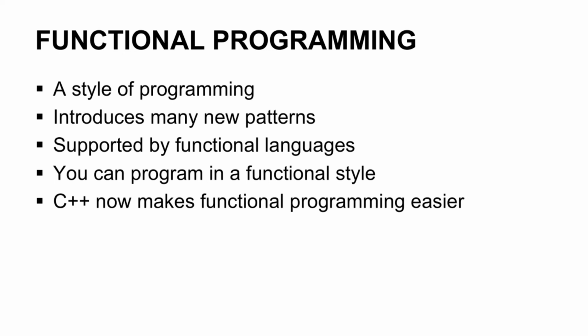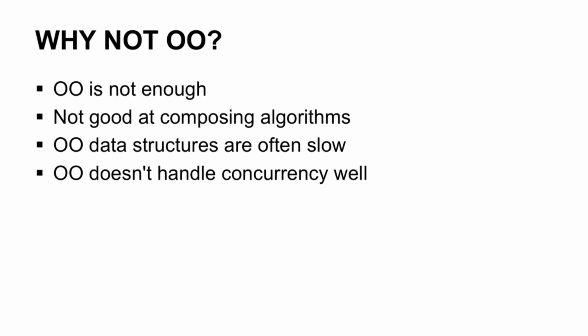Well, one reason to look at the functional style of programming is that object-oriented programming, although very useful, is not enough. Firstly, OO isn't good at composing algorithms, building functions together to solve problems. OO data structures are often slow, and typical OO code with its tendency to mutate shared state often doesn't handle concurrency well.